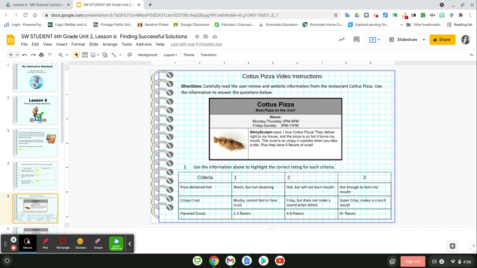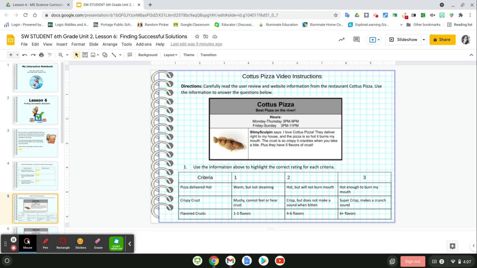Okay, so let's take a look at our pizza situation. So we have our pizza place. We found a pizza place. The code is pizza. So carefully read this user information website information on Coda's Pizza. And we'll use this information to answer our questions, which are first our criteria, and then we'll go through the constraints. So, as a class, we decided that we want the pizza delivered hot. We decided one of our criteria is that we're going to have crispy crust, and we would like flavored crusts.